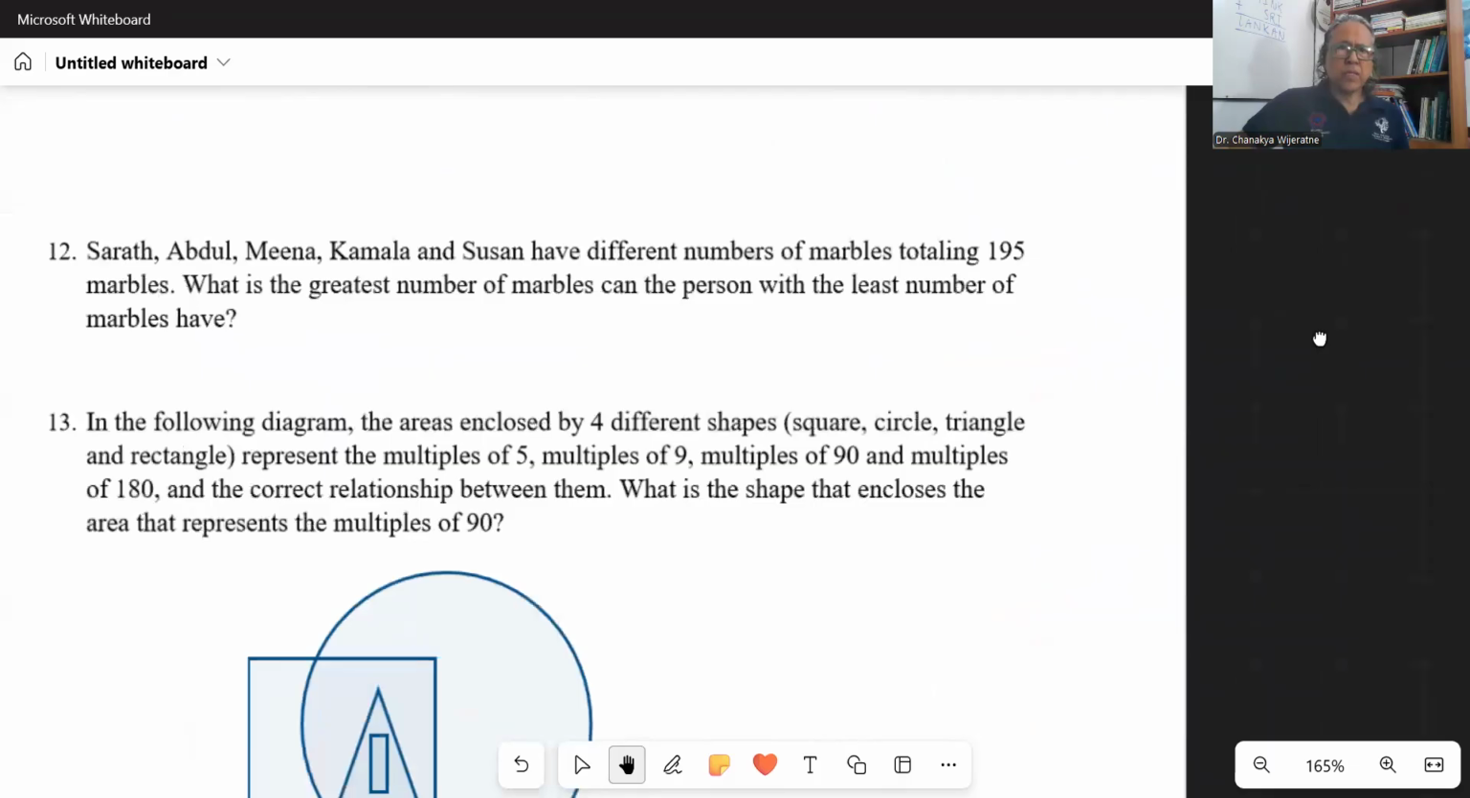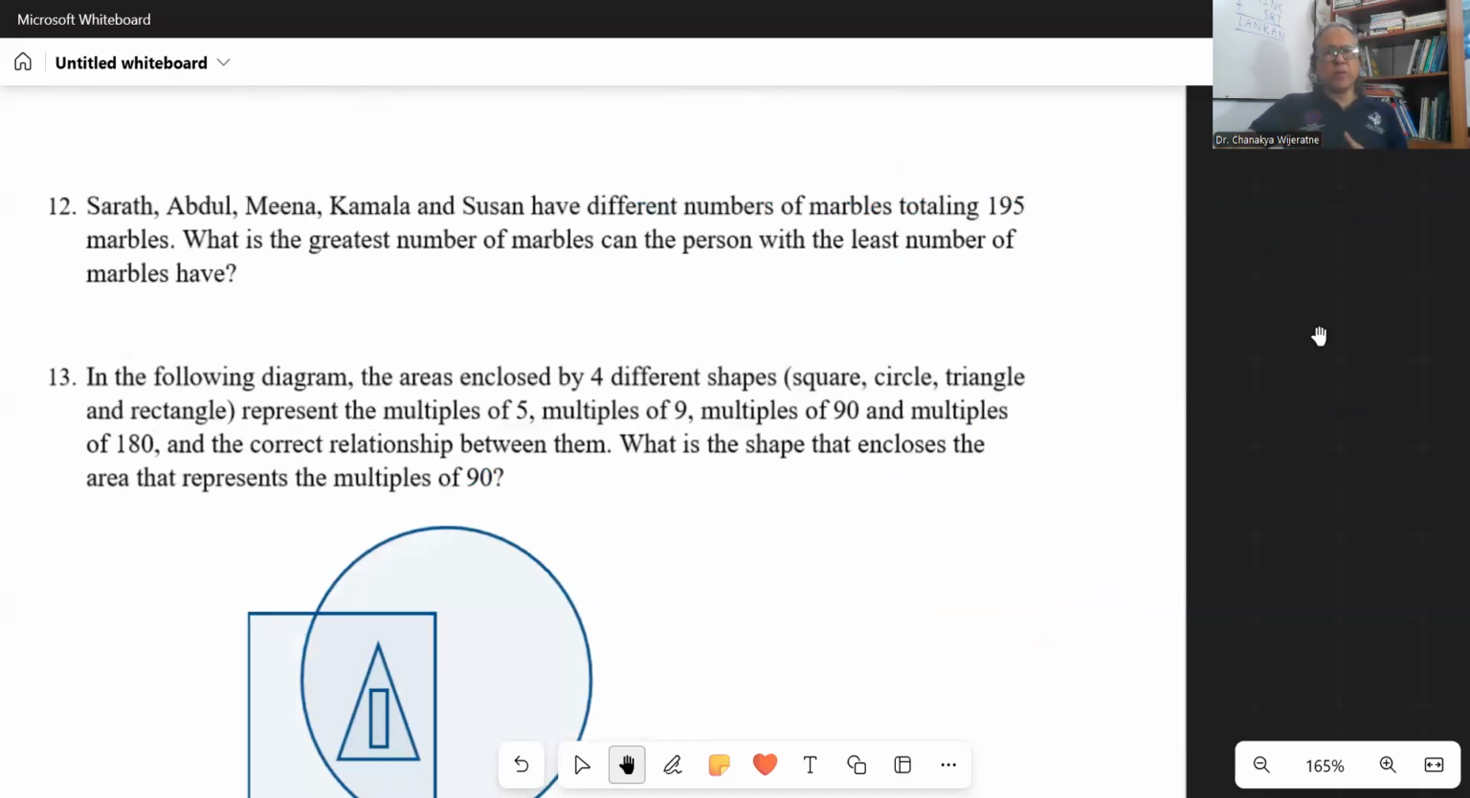Sarat, Abdul, Meena, Kamala, and Susan have different numbers of marbles, totaling 195 marbles. What is the greatest number of marbles the person with the least number of marbles can have?